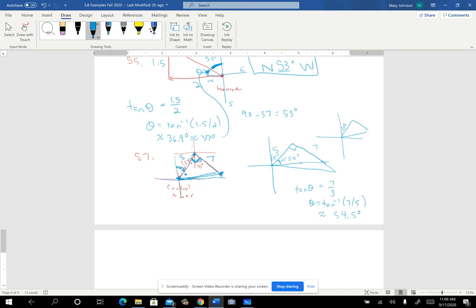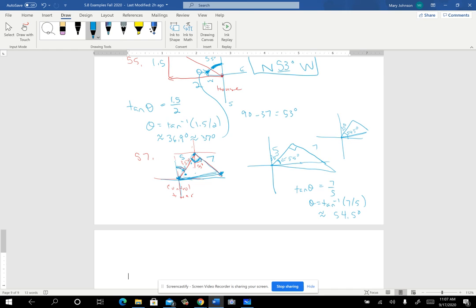Okay. So that angle is 54.5 degrees. Okay. This whole rest of that would have been 55 degrees. Okay, so that's how I knew it was a little bit above that.